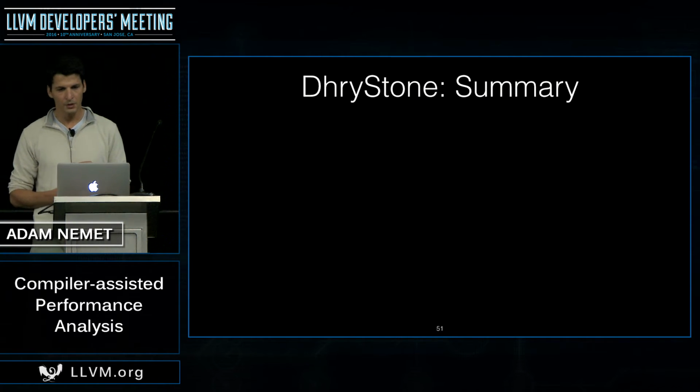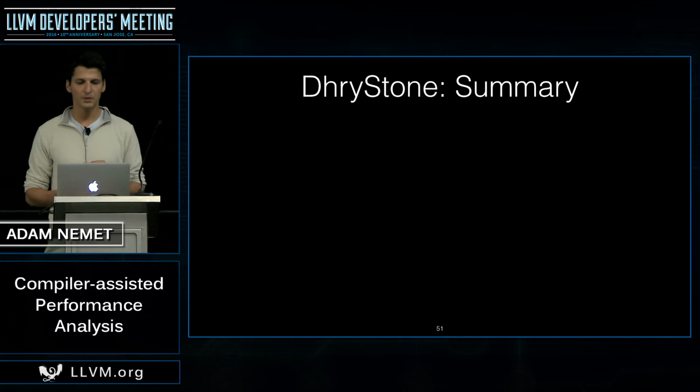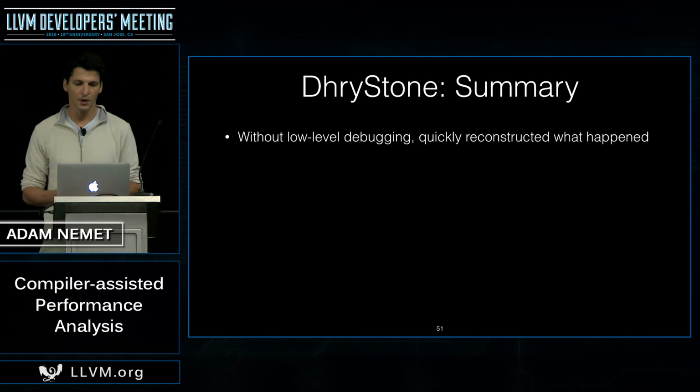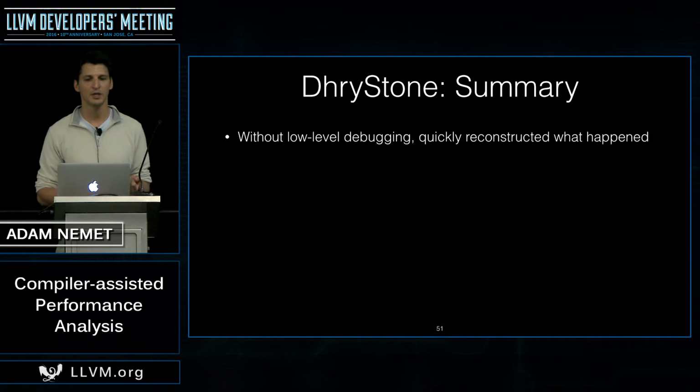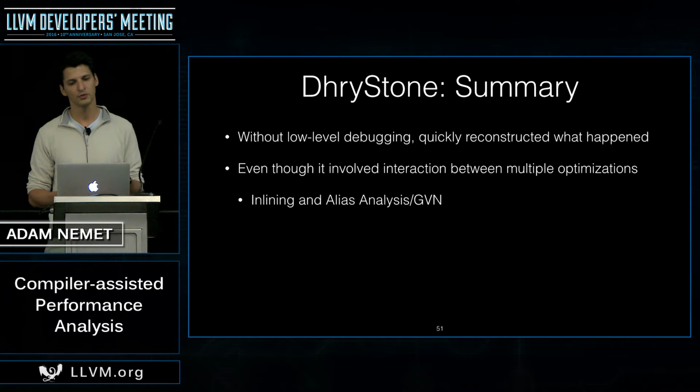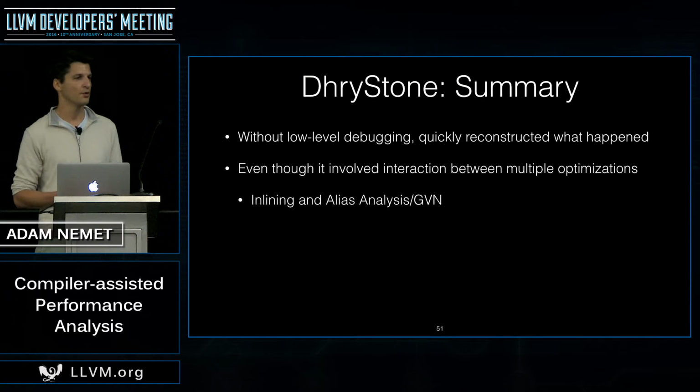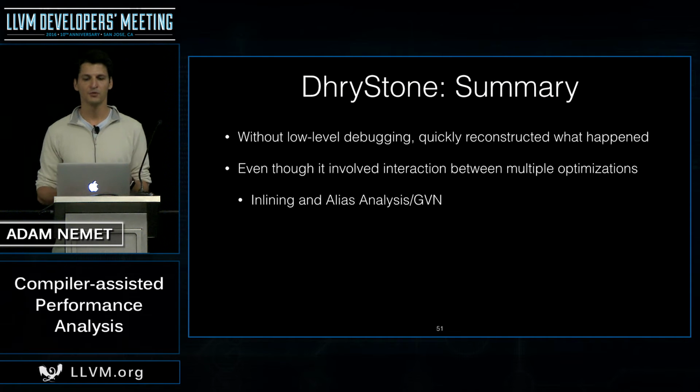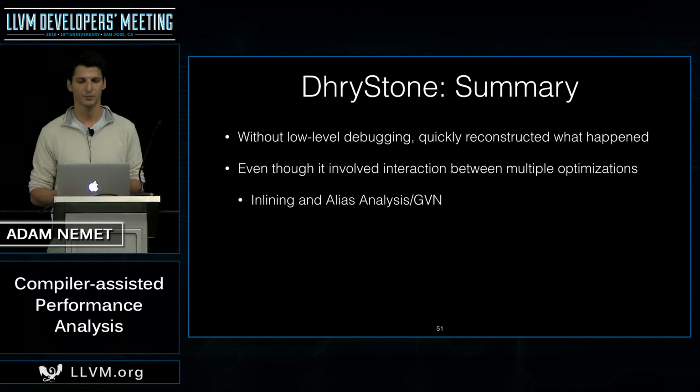So what we saw here is that without low-level debugging, we were able to quickly reconstruct what happened. And we were able to do this even though it involved interaction between multiple optimizations: inlining, alias analysis plus GVN.